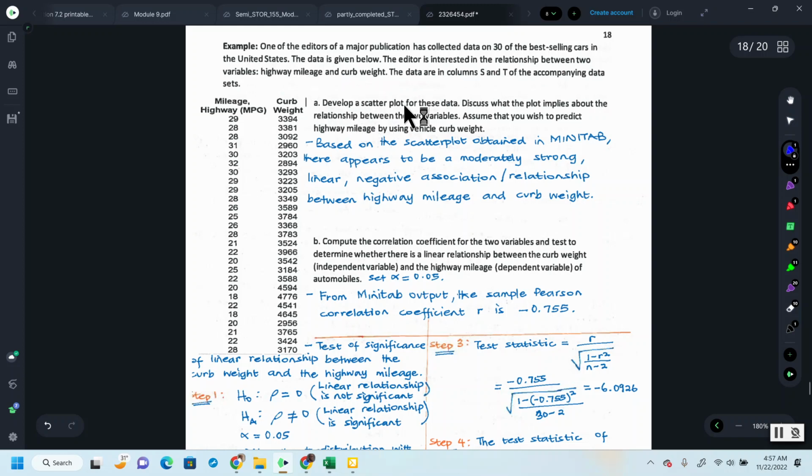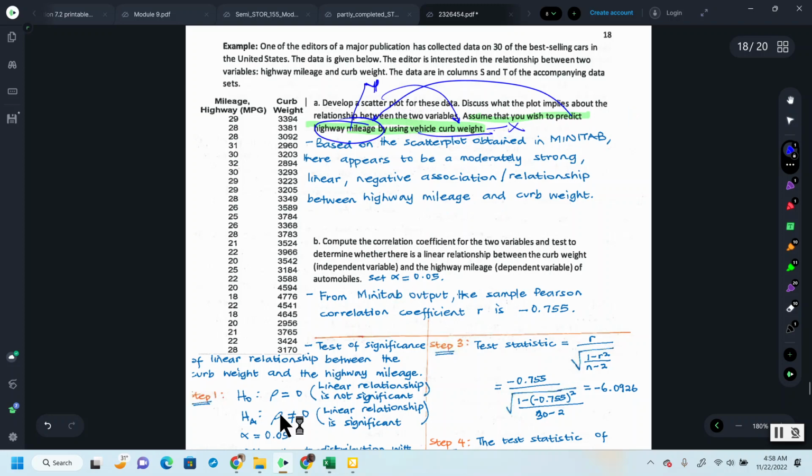Question A, we have to develop a scatter plot for this data and to discuss what that scatter plot implies about the relationship between the two variables. You have to assume that you wish to predict highway mileage based on the vehicle curb weight. What the statement means, that is the last sentence I'm highlighting on the screen, is that if you're predicting highway mileage, that means you want highway mileage to be your y, being predicted using the other variable, which will be your x. So let us go ahead and draw or develop a scatter plot for this data set.